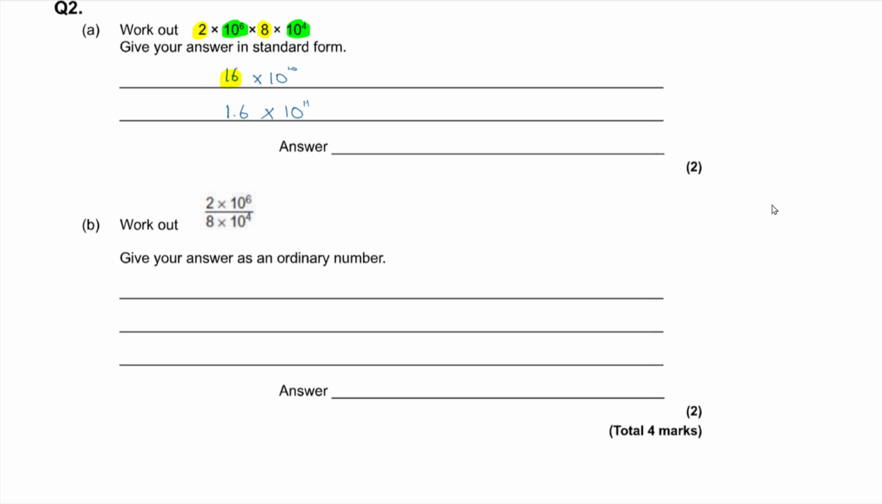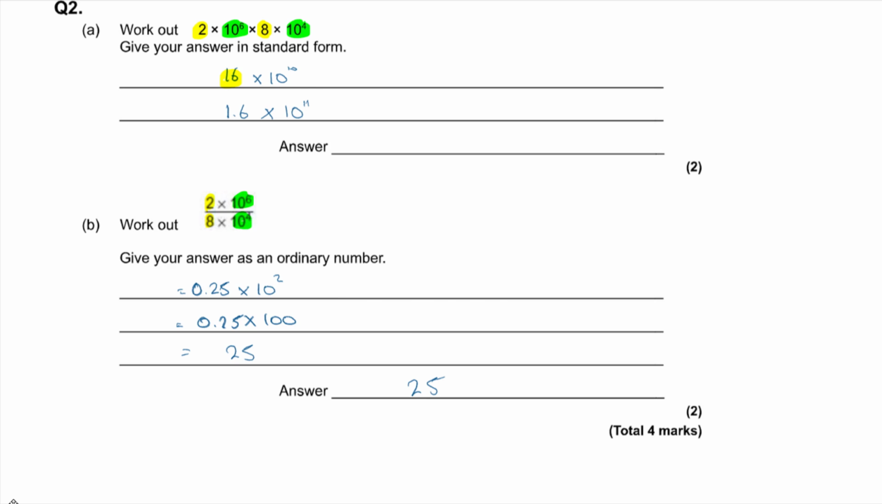Part B, well, this is very similar to the one we've just done, so divide 2 by 8, what's that? 2 eighths, 1 quarter, that's 0.25. Divide 10 to the 6 by 10 to the 4, that is going to give me 10 to the 2. Now this time it wants me to write it as an ordinary number, so 10 to the 2, that's 100, isn't it? Okay, 100 times 0.25, that's just going to be 25.